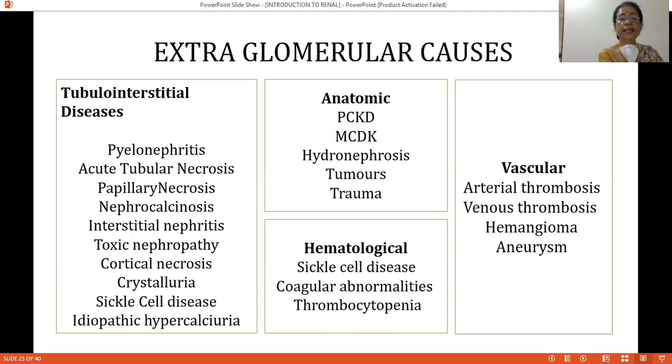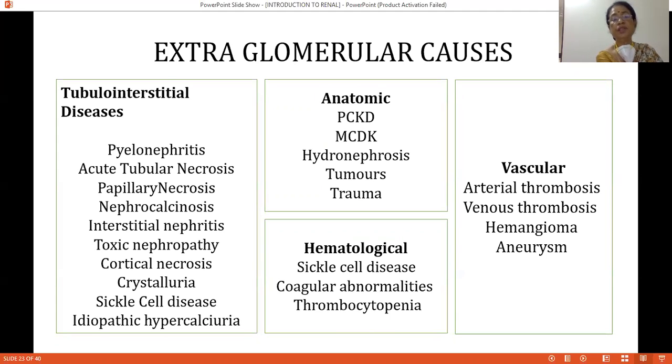Now you come to the extraglomerular causes of hematuria. This part I think you will get in the book, so I will not go through all. If it is tubulointerstitial, then pyelonephritis and acute tubular necrosis, these are common.